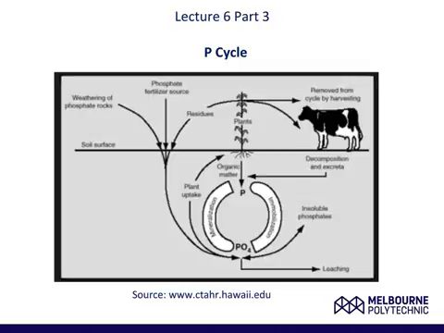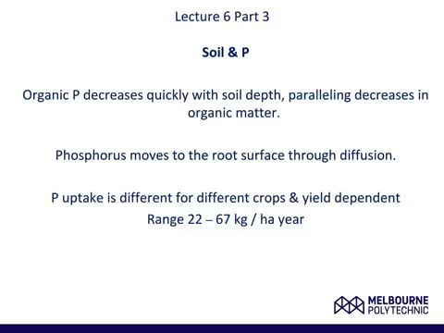You will also notice that leaching can occur in this system. It is worth noting that organic phosphorus decreases quickly with soil depth, paralleling decreases in organic matter. Phosphorus moves to the root surface through the process of diffusion.